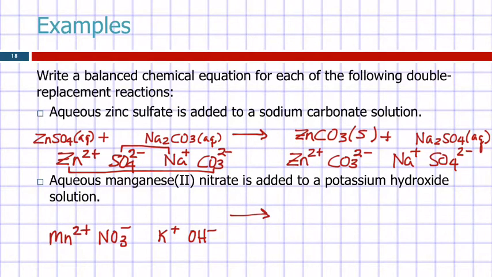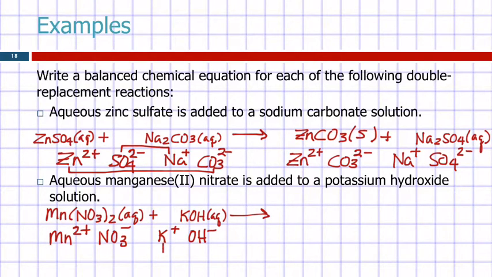Then we look at the charges and we put them together. So manganese needs 2 nitrates, NO3, 2. We could look this up in solubility rules, but we don't need to because we're told that it's aqueous. Potassium and hydroxide, +1, -1. They just need 1 of each, so that's KOH. That's also aqueous because we're told it is.